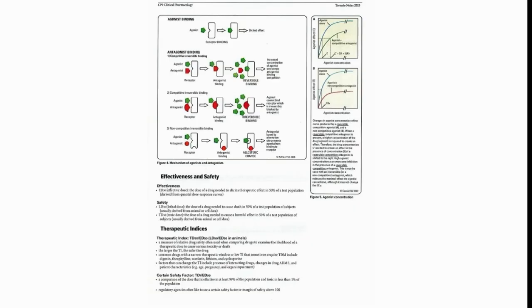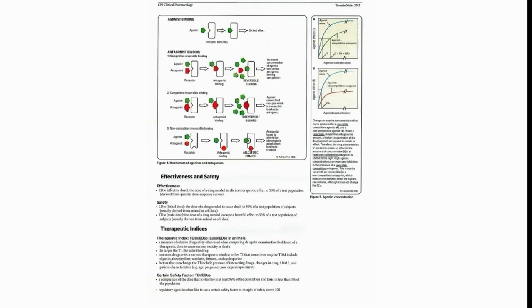Antagonist binding. Unlike agonists, antagonists bind to receptors but do not activate them. They possess affinity but lack efficacy. Their primary role is to block agonists from producing their effect. There are 3 major types. Number 1, competitive reversible antagonists.